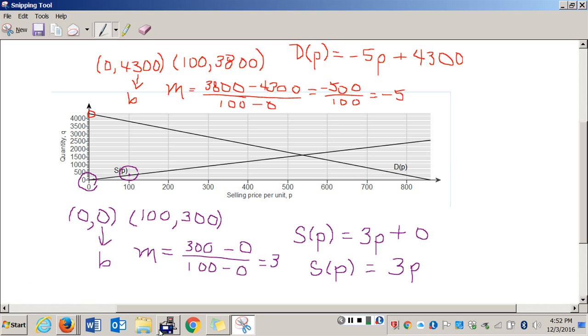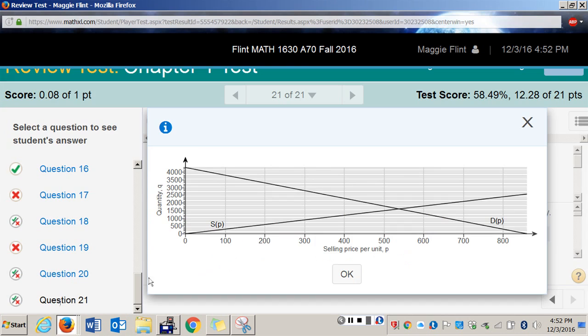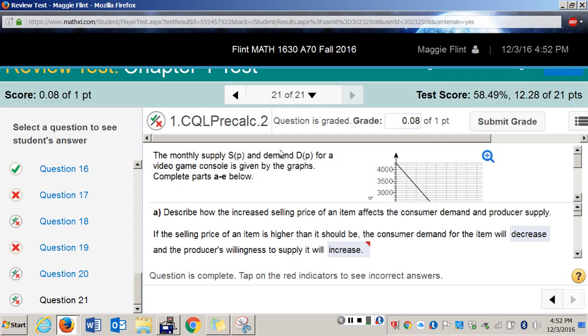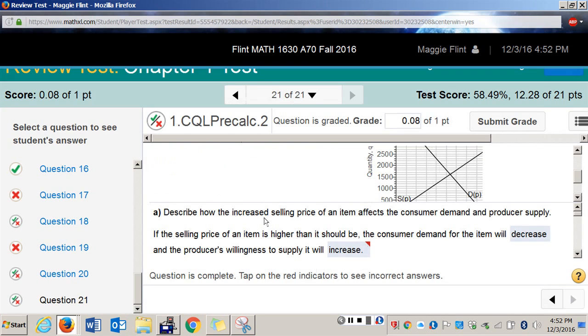And at this point, I'm going to try to get the graphing calculator to help me out, but we'll return first to the problem and see what we can answer, if anything. So we're going to go back to the problem, close the graph, and it says, describe how the increased selling price of an item affects consumer demand and producer supply. If the selling price of an item is higher than it should be, the consumer demand for the item is going to decrease. They don't want to pay a high price for the item.